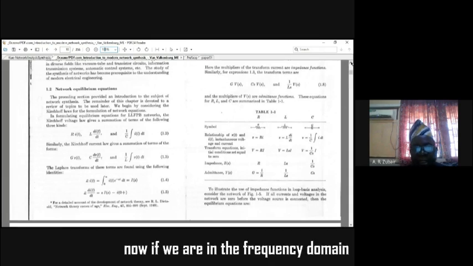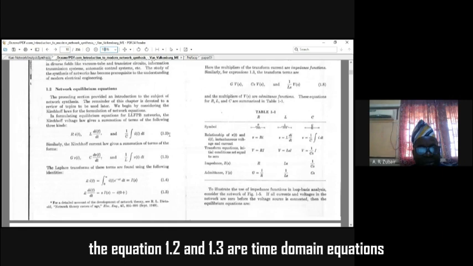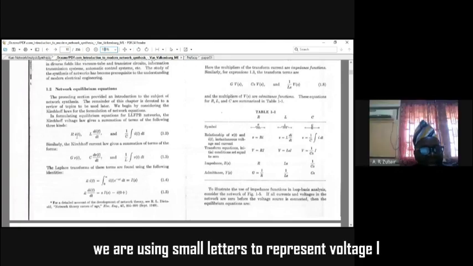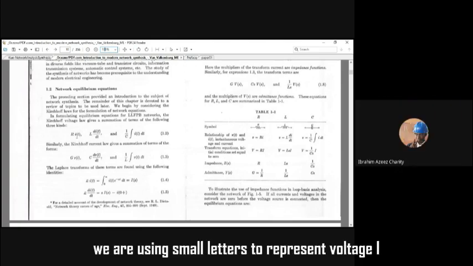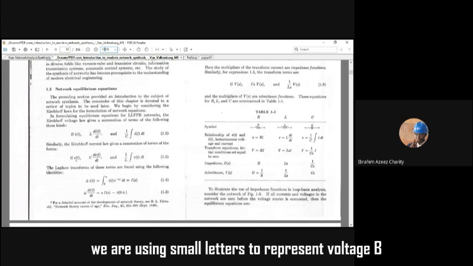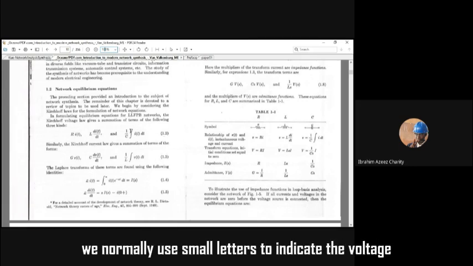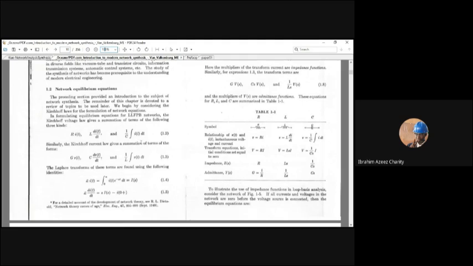Now, if we are in the frequency domain, equations 1.2 and 1.3 are time domain equations. You can see that we are using small letter i to represent current and small letter v to represent voltage. So in the time domain, we normally use small letters.